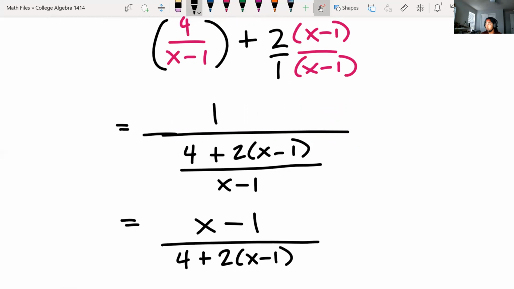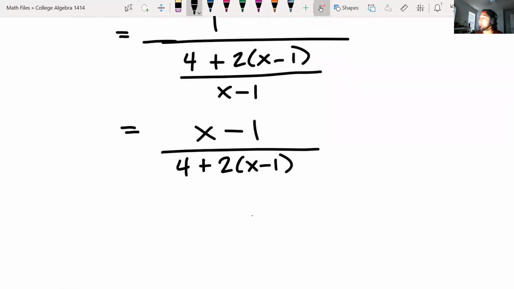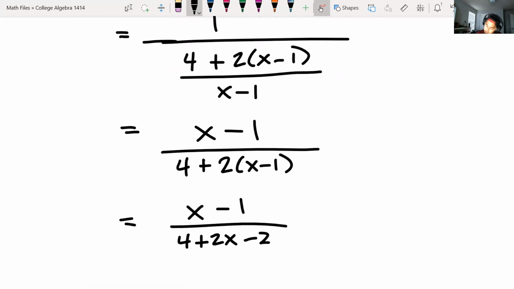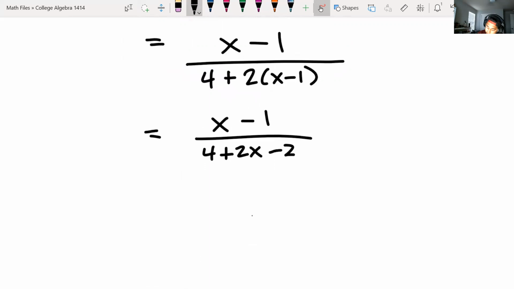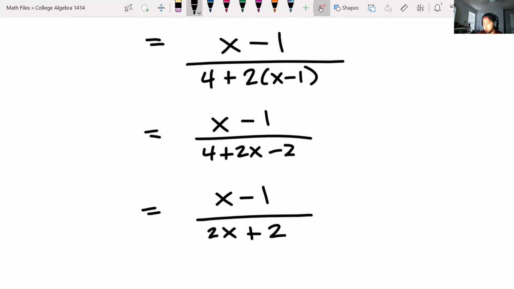Okay. And now, since we made it look prettier, of course, we clean it up more because we have to distribute that 2 and clean up the denominator. So we'll get x minus 1 over 4 plus 2x minus 2. And our final answer for this composition is x minus 1 over 2x plus 2.